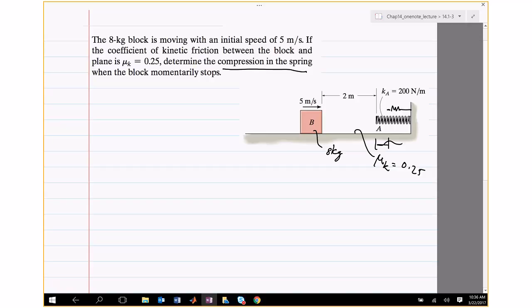Let me just redraw this. Okay, so now the block has come to rest. This is A. This is the new position. So this thing, let's call it X. This distance is X. You've got to find X when block B is at zero velocity.